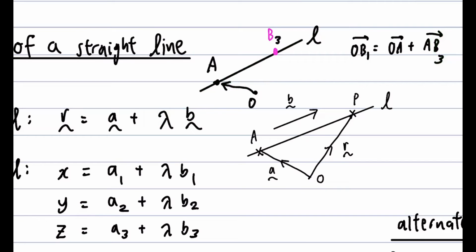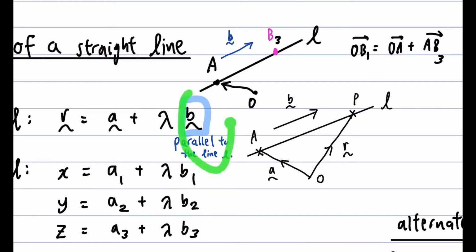Faster way is we need to introduce something that I like to call the direction vector, denoted by B. This direction vector has a keyword, a P word. What do you think is a P word? Can you think of the adjective to describe this? Oh, it's parallel. Parallel, keyword, must remember. Vector B is parallel to the line L.